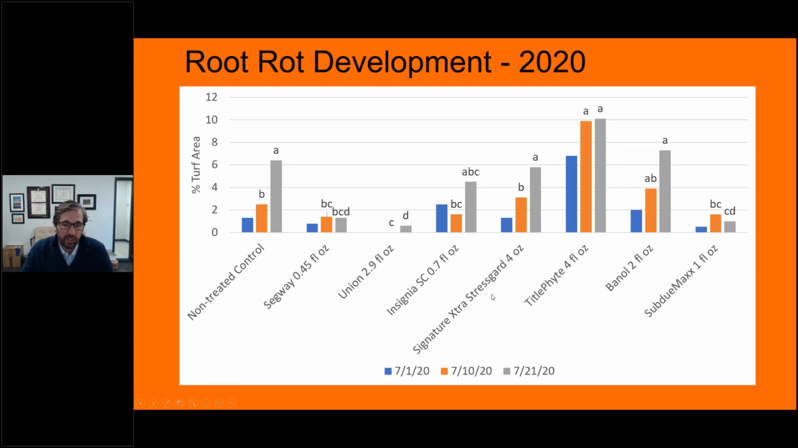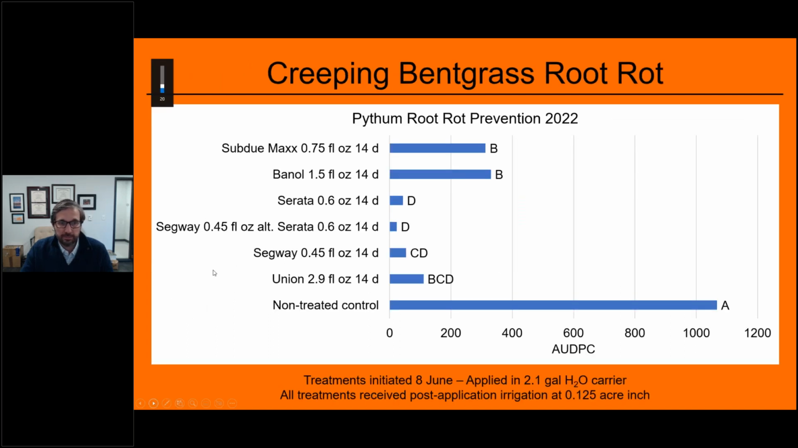And it's possible that we would see less breakdown of some of these products, if applied continually throughout the season. But we do see really strong residual out of Segway in this early year. So, Joe, the question here is: have you done any trials with hydrogen peroxide on Pythium root rot? So I have not done trials with hydrogen peroxide for Pythium root rot.